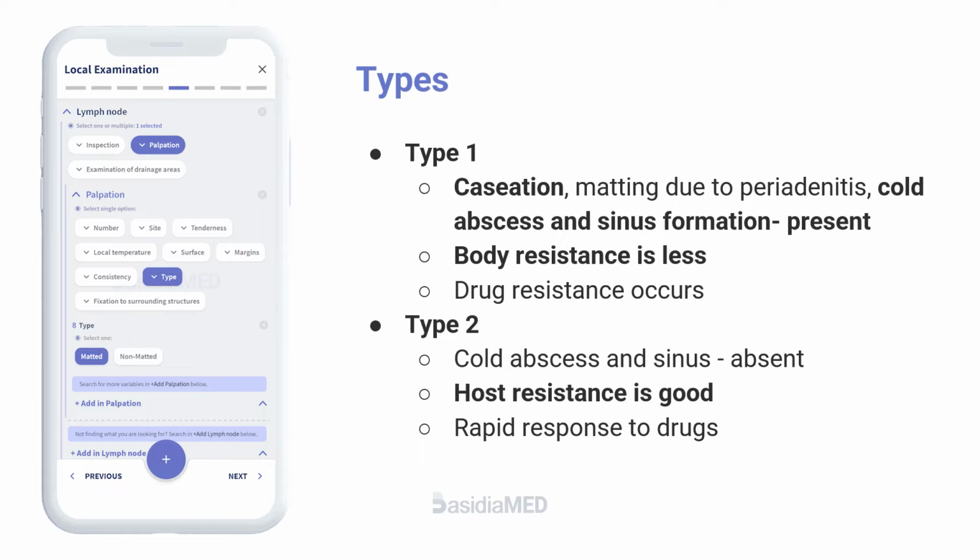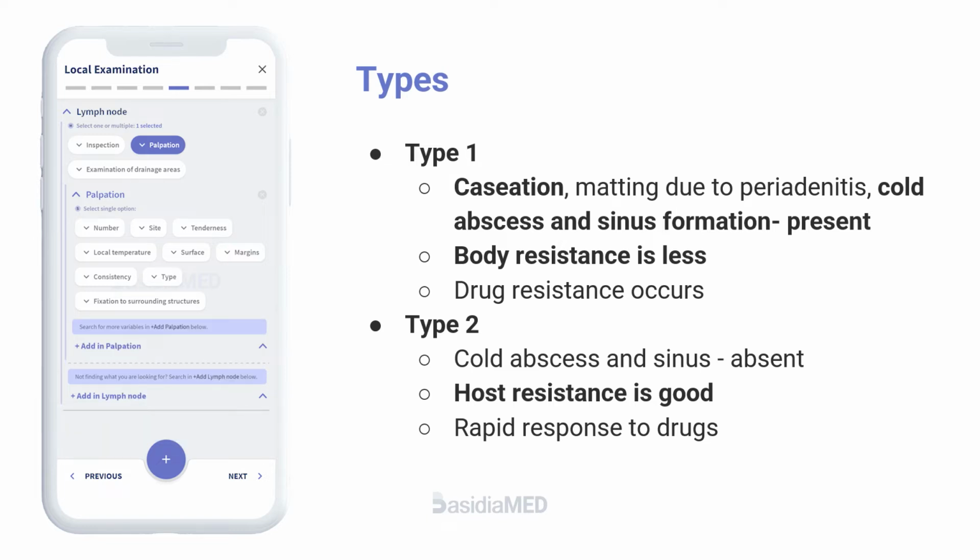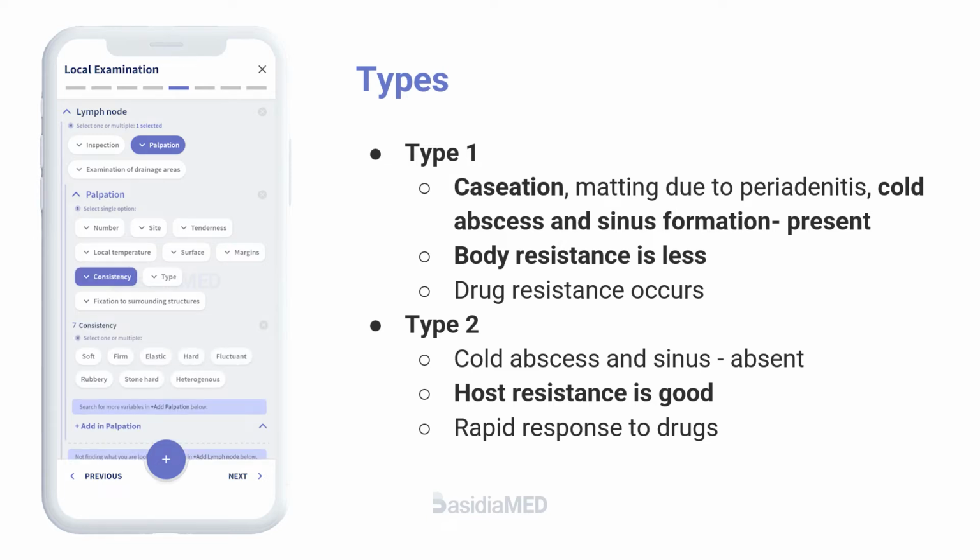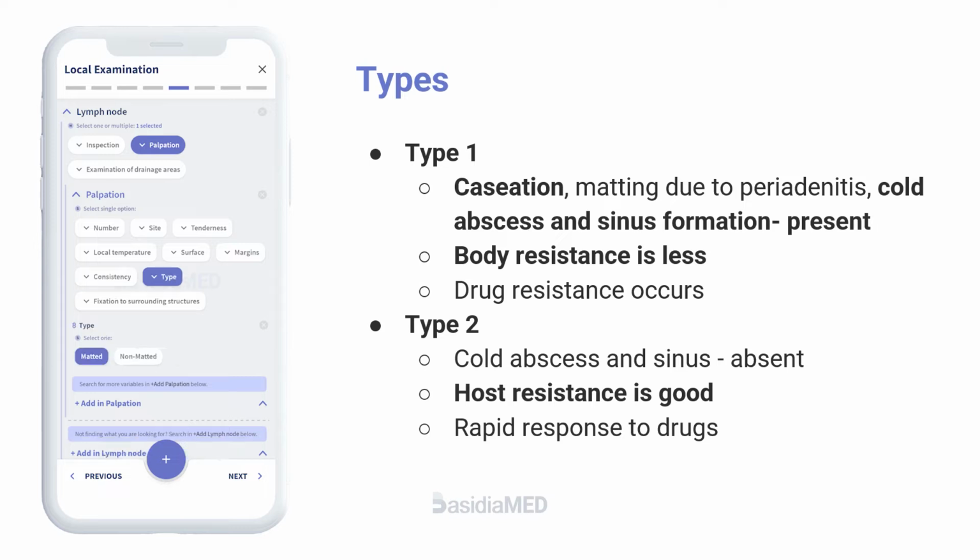Tuberculous lymphadenitis can occur in 2 types. In type 1, there is caseation, matting due to periadenitis, cold abscess, and sinus formation. Here, body resistance is less, and drugs may not reach effective concentration in the area of caseation, and so resistance and residual disease are common to develop.